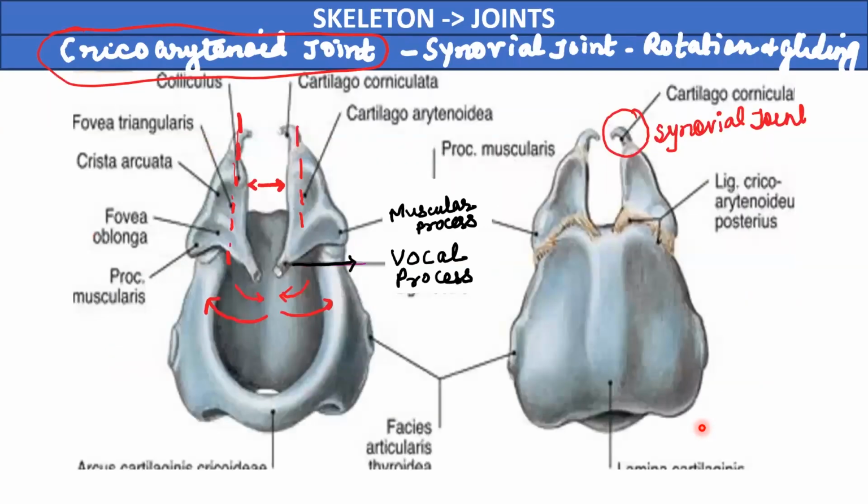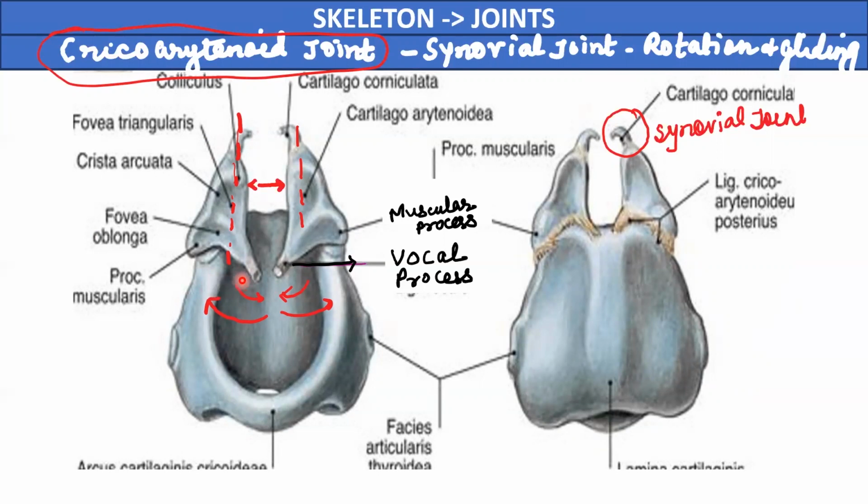The second joint is the cricoarytenoid joint, which is also a synovial variety of joint. The movements which are possible along the cricoarytenoid joint are rotation around a vertical axis and also gliding. First, the rotation around the vertical axis of the cricoarytenoid joint can cause movement of the vocal and the muscular processes of the arytenoid cartilage. The medial movement around the vertical axis will bring the vocal processes close to each other, while the lateral movement of the arytenoid cartilage will cause the vocal processes to move away from each other.